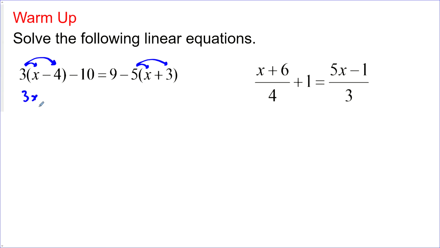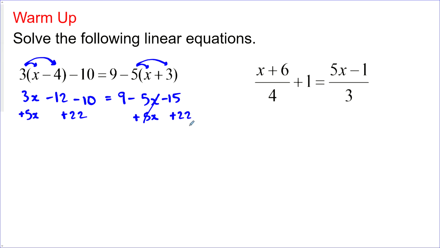We've got 3x minus 12, then the minus 10 on this side, then 9 minus 5x minus 15. Let's collect all the x's on the left side, so plus 5x, plus 5x. This one is minus 22, so let's add 22 on this side and add 22 on this side. So this one all cancels. We've got 8x on this side. And on this side we've got 31 minus 15 is 16.